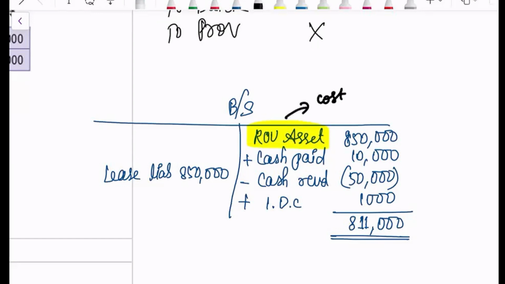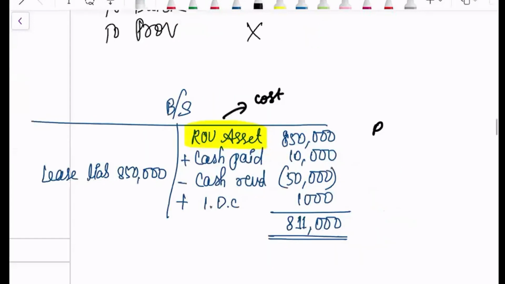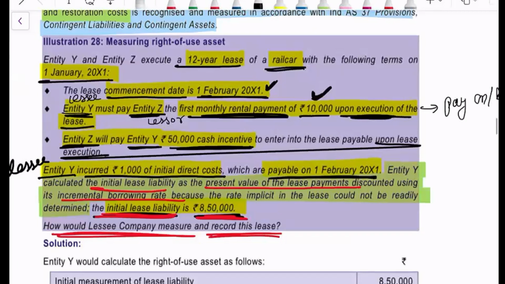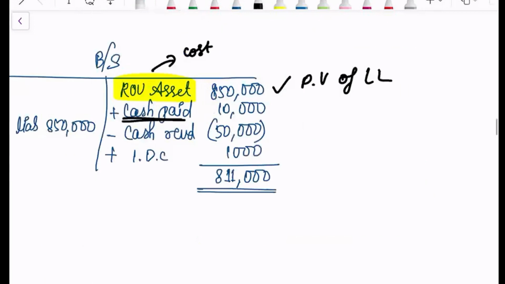For the first component of cost, you have to take the present value of lease liability, which is 8,50,000. To that, you have to add any cash if it is paid. So here in the question, you have made a first lease payment of 10,000 upon execution of the lease itself. So 10,000 you have to add. And if you have received any cash, you have to minus that. That we already read, we were understanding the journal entry. So here, since you have received a lease incentive of 50,000, you reduce that from the asset.